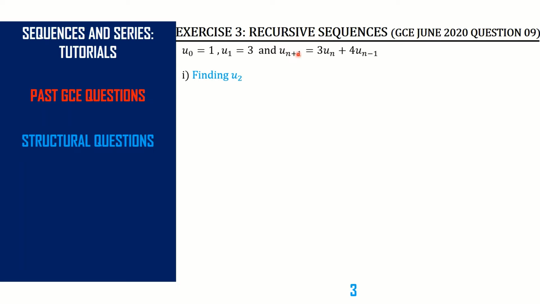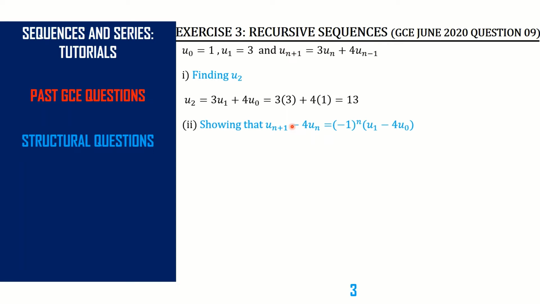So to find u2, I will simply come to this recursive relationship and fit n equal to 1, since I have information about u0 and u1. Because if I fit n equal to 1, the left hand side will become u2, the right hand side will become 3u1 plus 4u0. So u2 is equal to 3u1 plus 4u0. u1 is 3 and u0 is 1. So substituting and simplifying, we get 9 plus 4, which is 13. So our u2 is equal to 13.